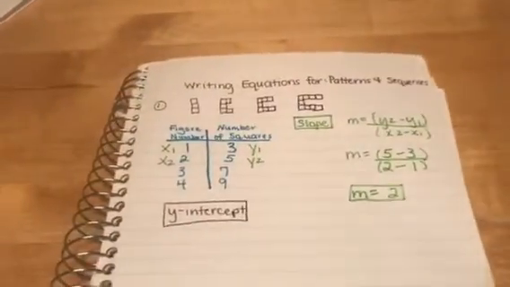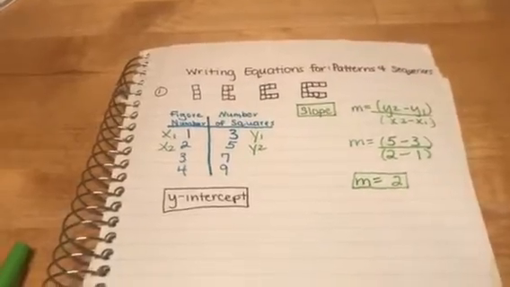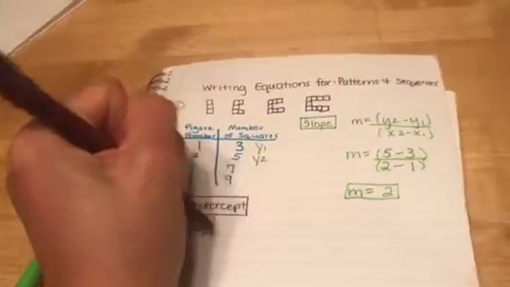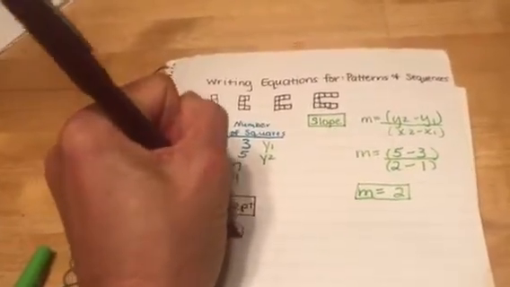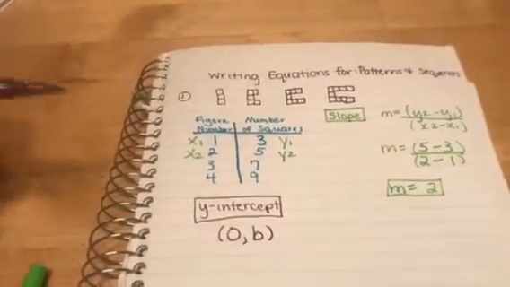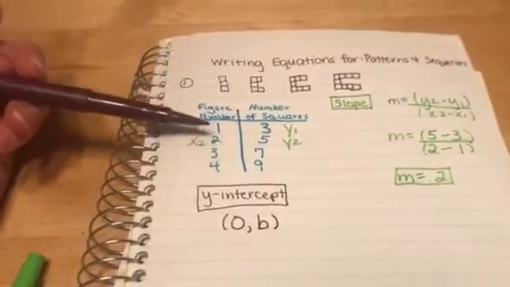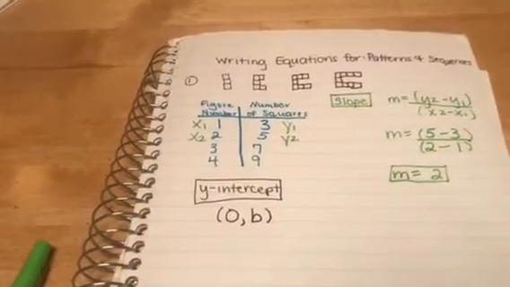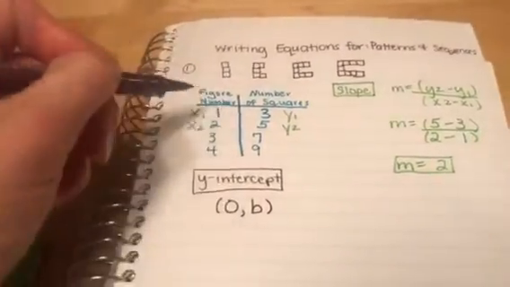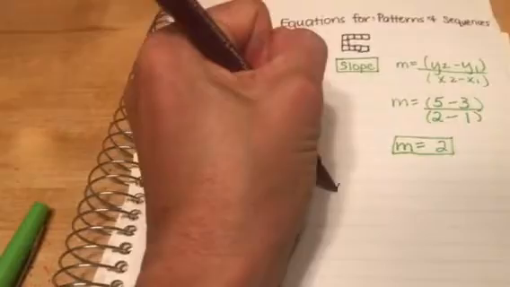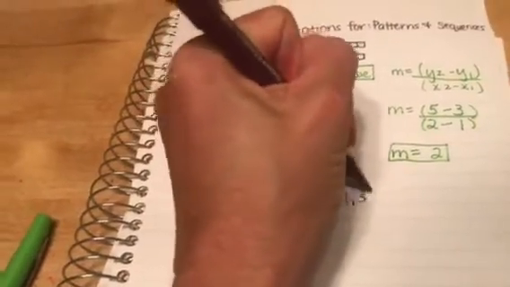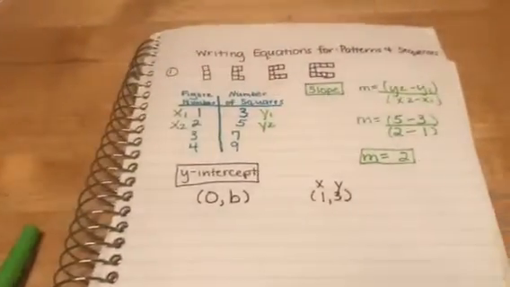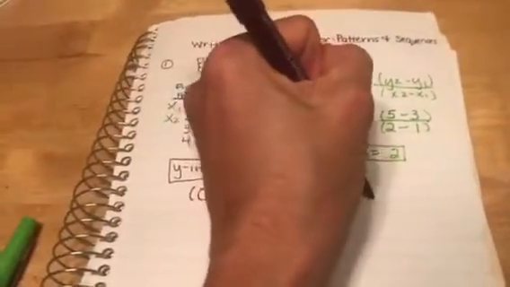Our slope is 2. Next, let's find our y-intercept. We know our y-intercept is a point that starts with a 0, and the second number is our y-intercept. So if I look through here, none of these numbers start with a 0. So we're going to have to use one of the points. We get to choose which one. I'm just going to choose the first one. So I'm going to use the 1, 3, which will be our x and our y. And we're going to use our slope.